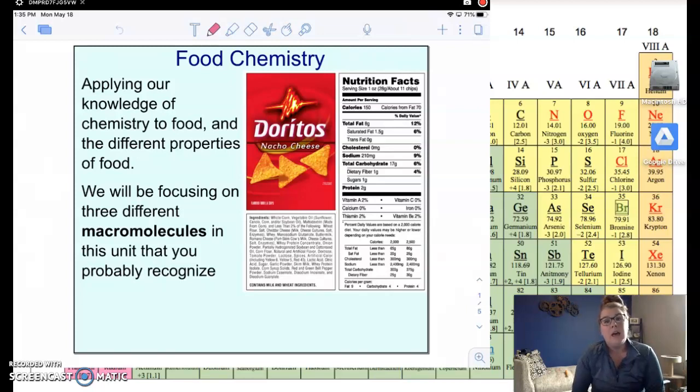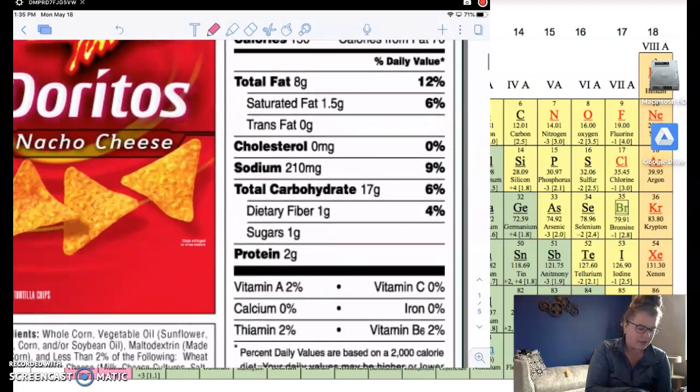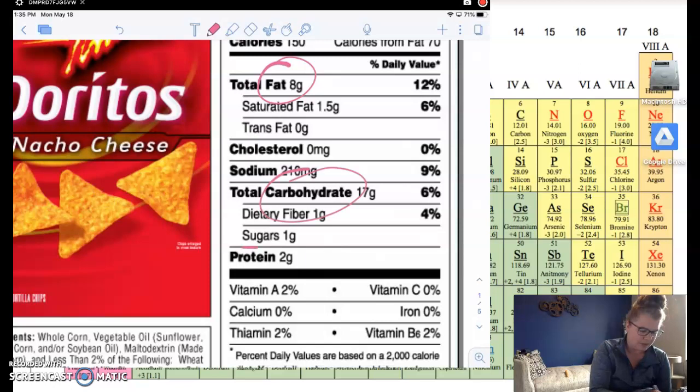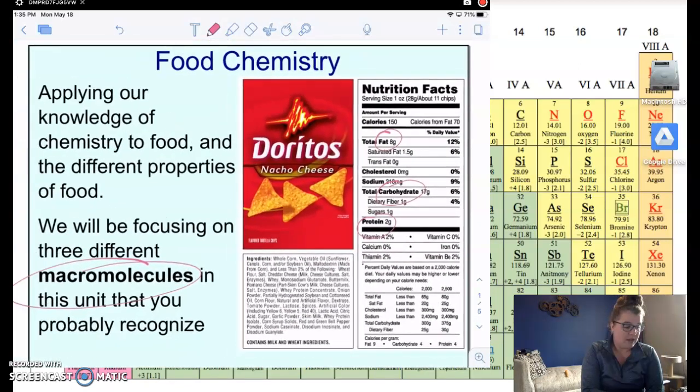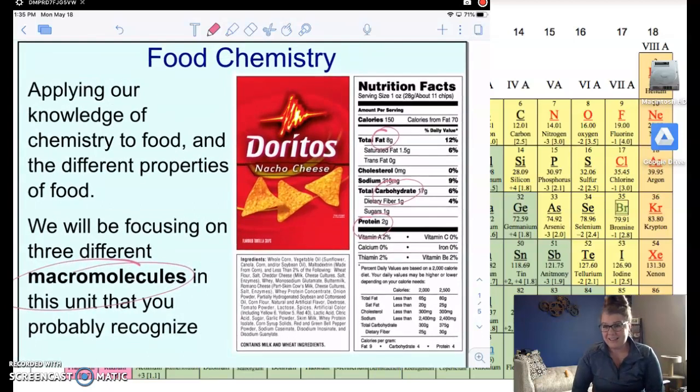So food chemistry, the main thing that we're going to be focusing on is the three main macromolecules. So when you're looking at a food label, generally it breaks it down into fat, carbs, and protein. And these are your three main macromolecules. And what I want you to be able to walk away from this unit is basically have a chemical scientific understanding of what these three main macromolecules are and how our bodies digest and process them and use them.